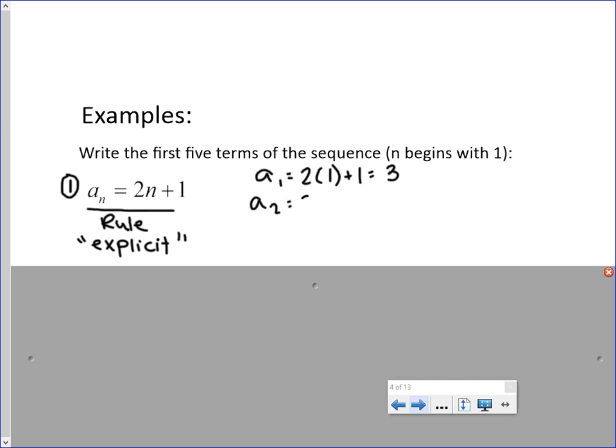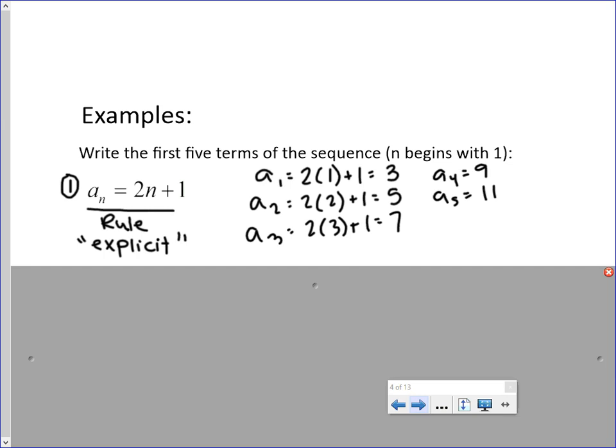A sub 2 is 2 times 2 plus 1, which is 5. A sub 3 is 2 times 3 plus 1. Oh, that's 7. I'm starting to see a pattern here. So what's a sub 4? And a sub 5? 11.